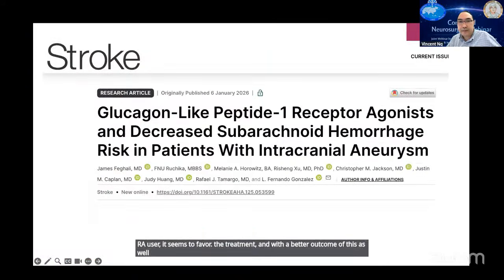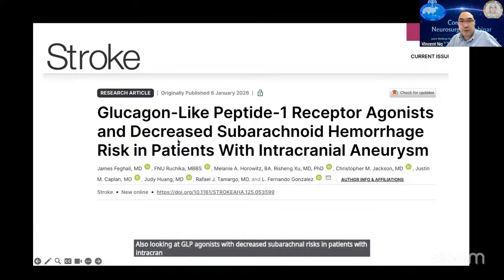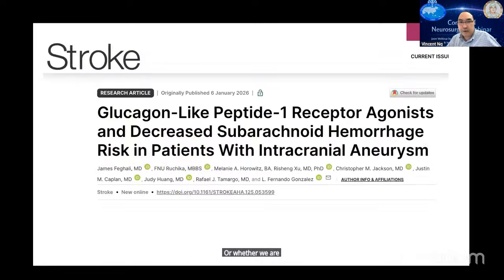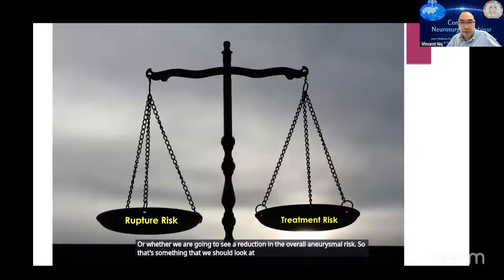And this is a third paper that comes in Stroke from fairly well-known authors, also looking at GLP-1 agonists with decreased subarachnoid hemorrhage risk in patients with intracranial aneurysm. So now, with more and more people using GLP-1 receptor agonists for weight loss, the question really will be whether we are going to see a reduction in the overall aneurysmal risk. That's something we should look at from an epidemiological point of view.